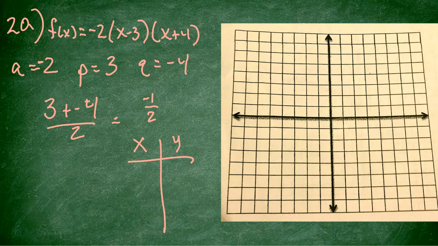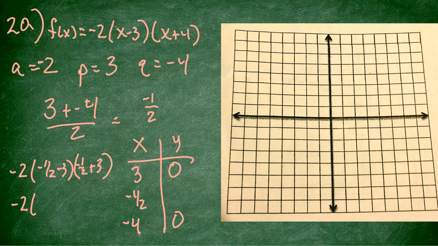So I'm going to have an XY chart. I'm going to have 3, negative 1/2, and negative 4, 0, 0. So I only have to plug in negative 1/2. So I say negative 2, negative 1/2, minus 3, negative 1/2, plus 3. Get negative 2 times negative 3.5 times positive 3.5 at the end, so when I plug in my calculator, I get 24.5.